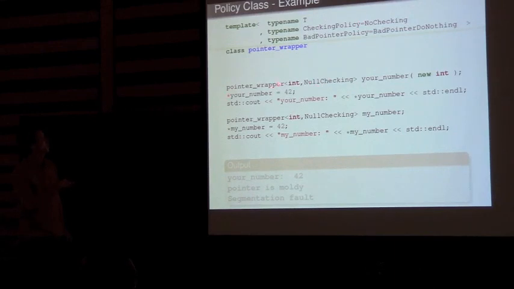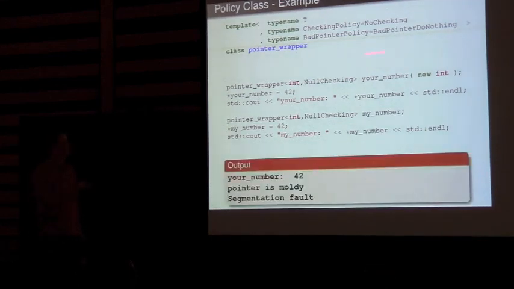So we're going to create our pointer wrapper, and it's still going to be of an int, but this time we're going to give it a policy. We don't want the default policy, we want null checking as the policy. The rest of it looks exactly the same, and so now what we get is your number's 42 for the first part, my pointer is moldy, and still get my segmentation fault because all I did with my policy was return the value. Right? So I'm still dereferencing my null here. But at least I know that it's moldy.